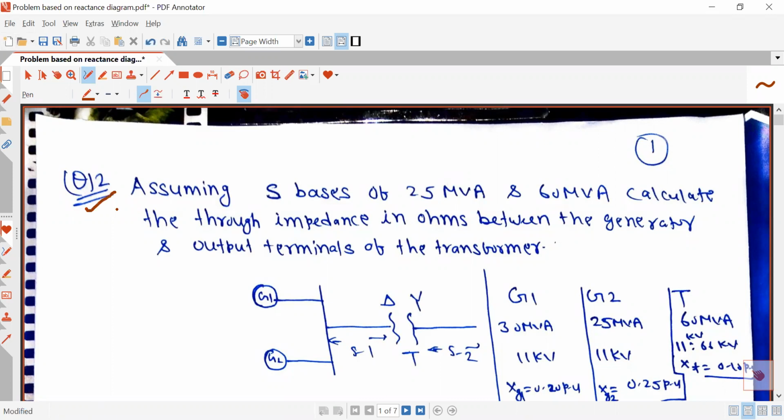In this numerical example, there are two generators which are connected at the same bus, and the bus is connected through a transformer. And the question is to determine reactance of the entire power system. So you can determine reactance of the power system, but you have to draw reactance diagram first. So how you will draw reactance diagram for this block diagram?